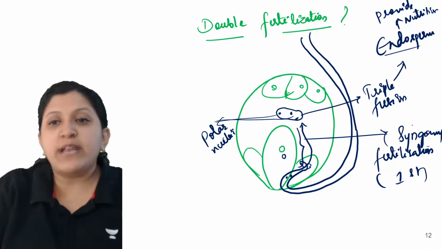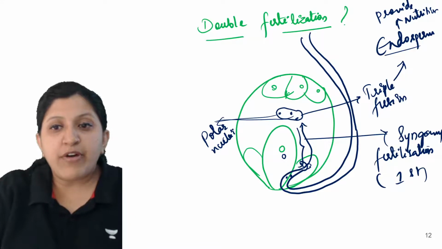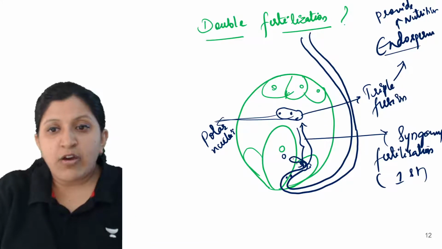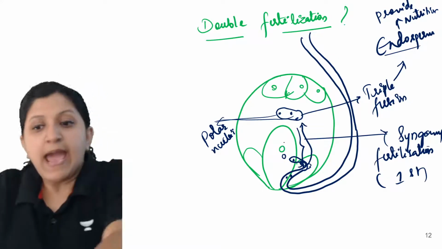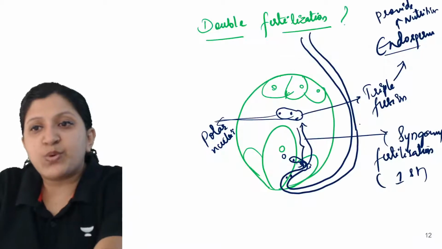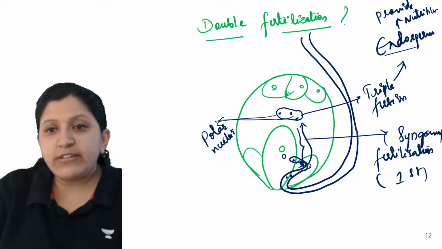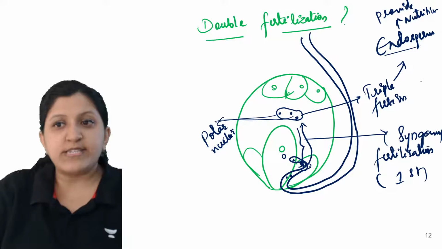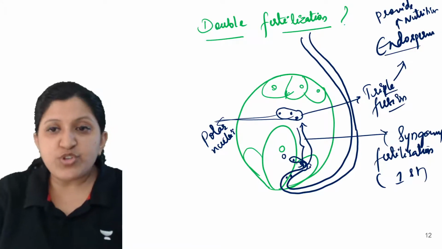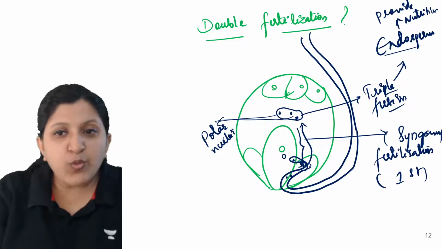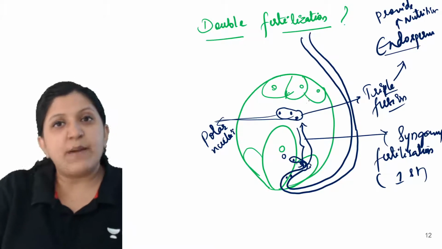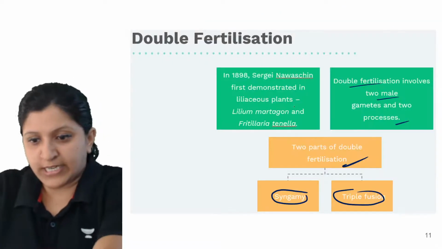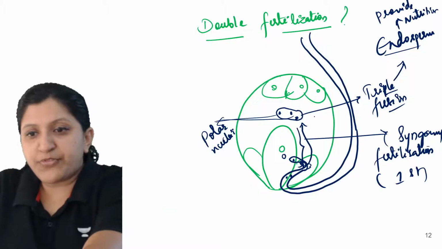The first one is called syngamy, where one of the nuclei from the male is going to enter here, so that fusion can be done. And here, as you can see, there is another fusion that occurs, that is the triple fusion. So in triple fusion, what happens? The polar nuclei get fused with one of the nuclei from the male gamete, coming from the male gametophyte, the pollen grain. Okay, so now here triple fusion is there.